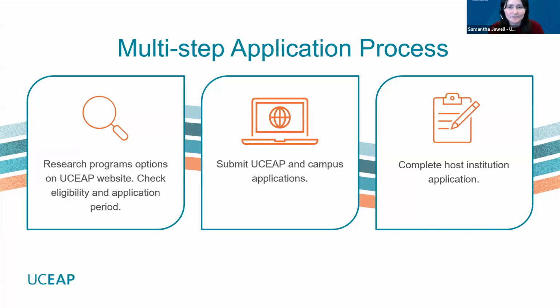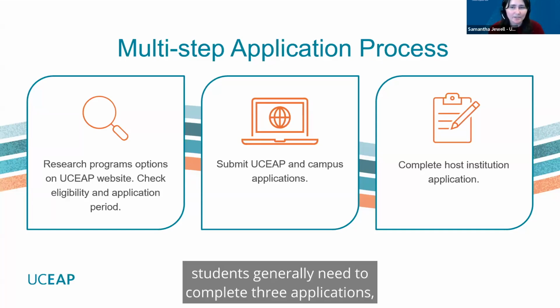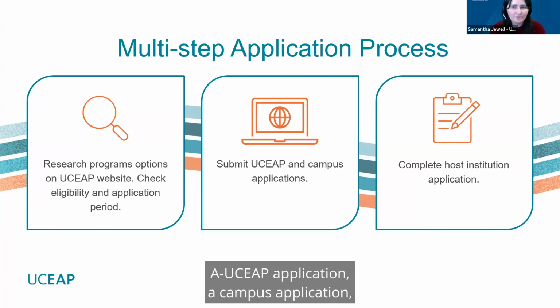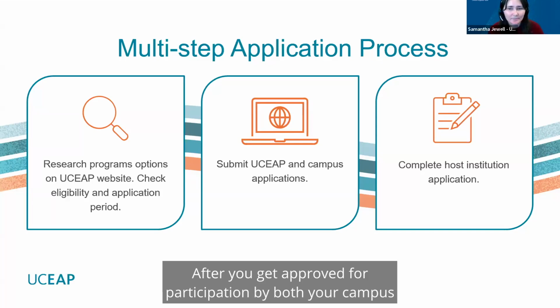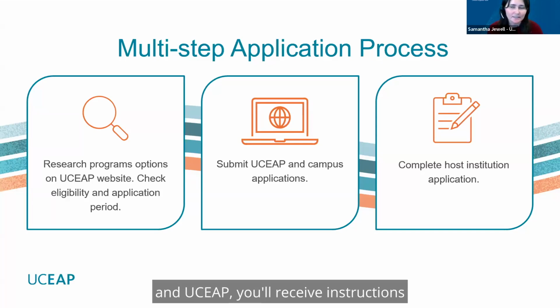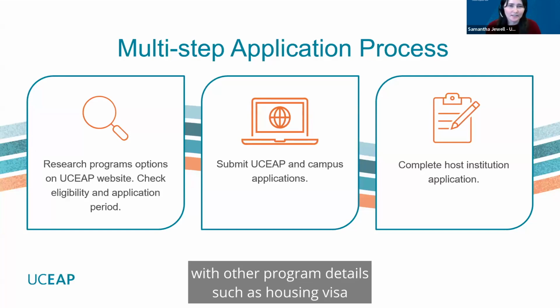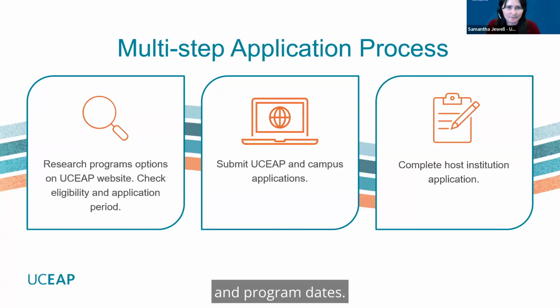Students generally need to complete 3 applications: a UCEAP application, a campus application, and a host institution application. After you get approved for participation by both your campus and UCEAP, you will receive instructions for the host institution application, along with other program details such as housing, visa, and program dates.